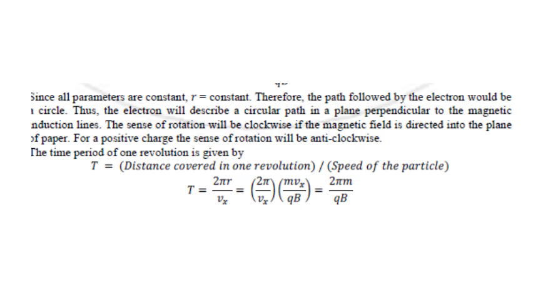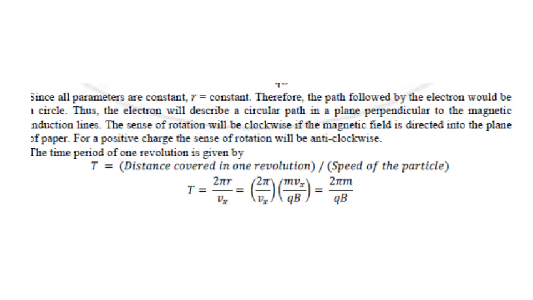If we assume all other parameters constant, Vx is constant, M is constant, B is constant, Q is constant, then R will be constant. The path followed by the electron will be a constant circle. The electron will describe a circular path in a plane perpendicular to the magnetic induction lines.